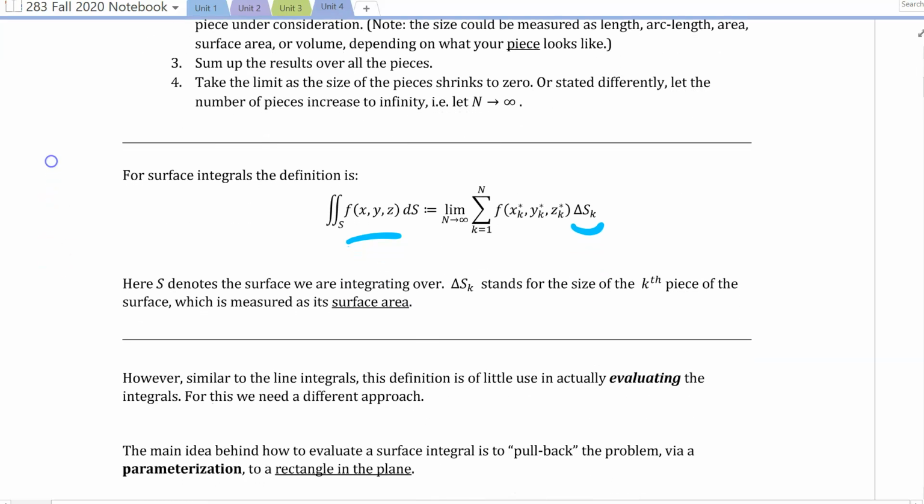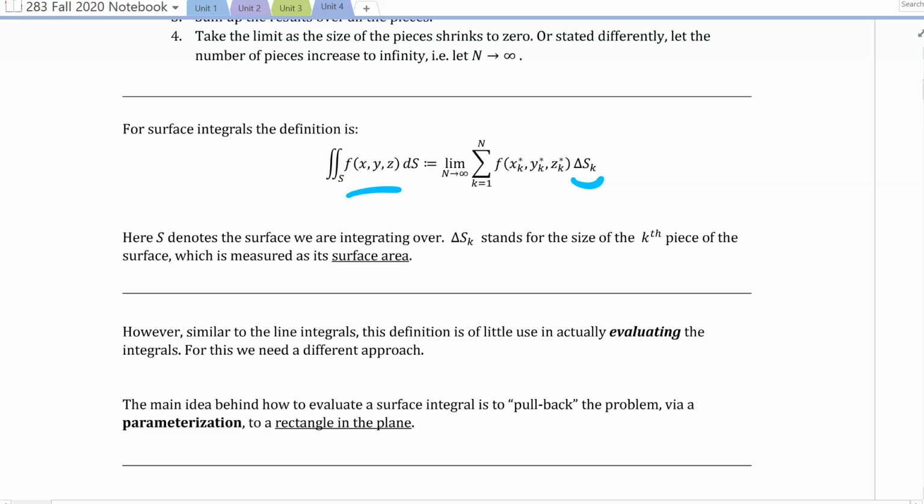And as we've seen in our previous work for double, triple integrals and line integrals, evaluating with the limit definition is not an easy task. So what we need to do is find a different approach. And like with line integrals, the idea is to pull the problem back via a parameterization. In this case, it's going to be to a region in the UV plane, via the parameterization.